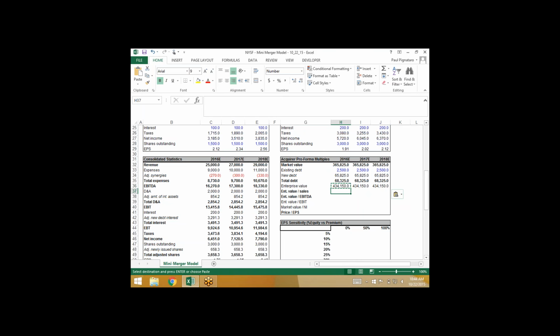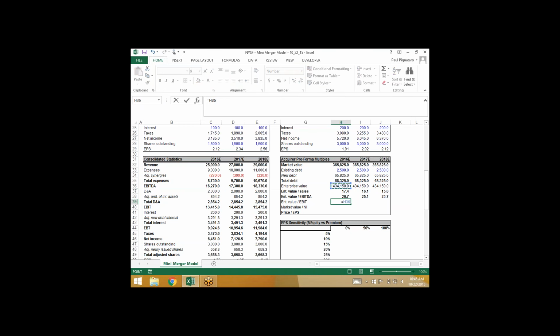And then we'll use the new combined statistics that we've analyzed in the merger model to create market value and enterprise values respectively. So the enterprise value to sales is the enterprise value we just calculated divided by the revenue, of course. You can copy that to the right. Enterprise value to EBITDA, of course. Enterprise value divided by EBITDA. Copy to the right.